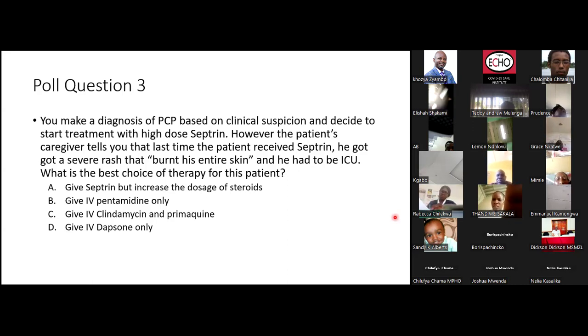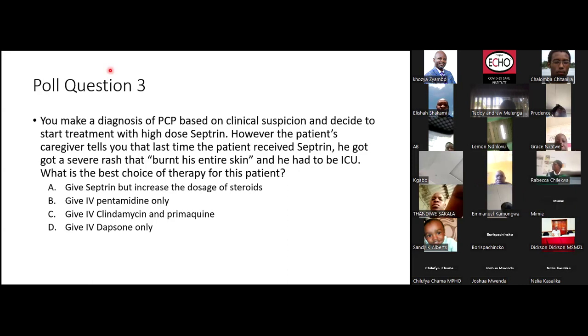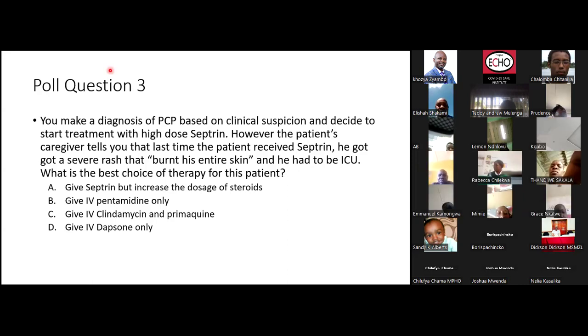So the third poll is a multiple choice, only one best answer. You make a diagnosis of PCP based on clinical suspicion and decide to start treatment with high-dose Septrin. However, the patient's caregiver tells you that last time the patient received Septrin, he got SJS rash that burned his entire skin, and he had to be in ICU. What is your best choice of therapy for this person?